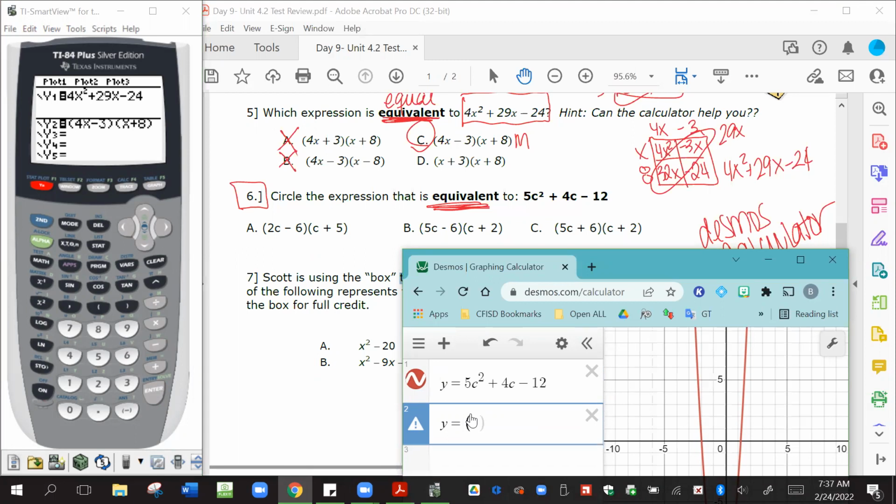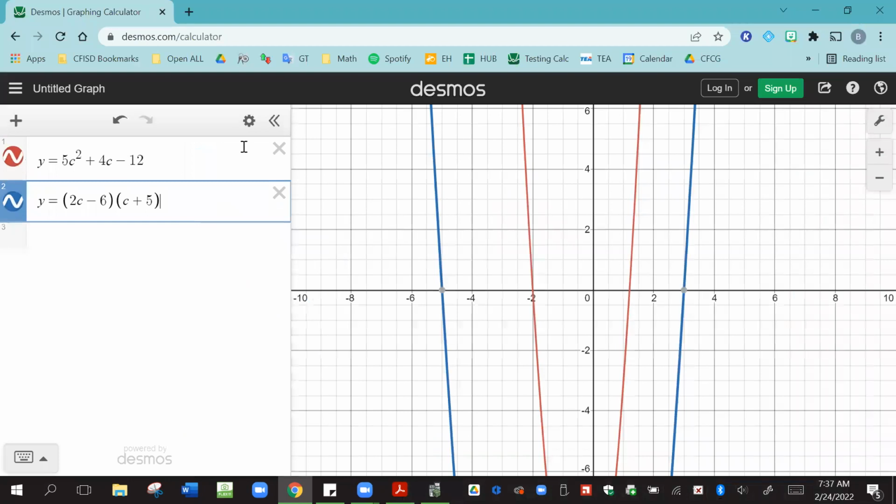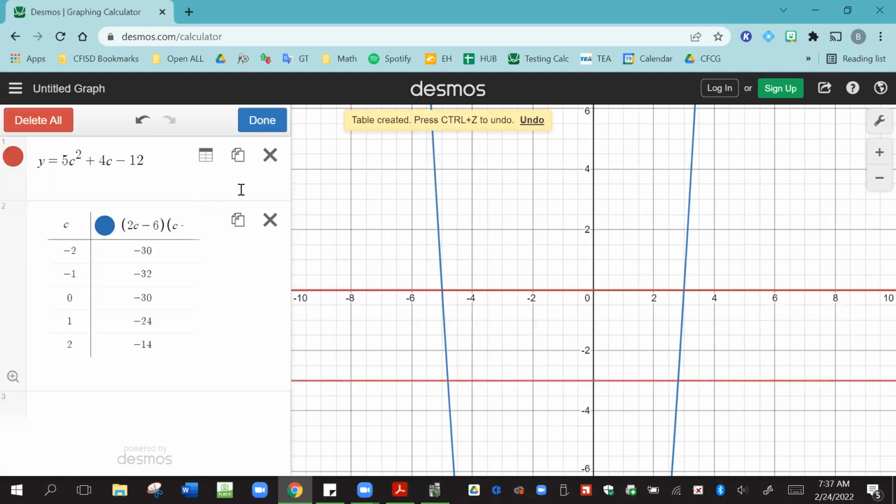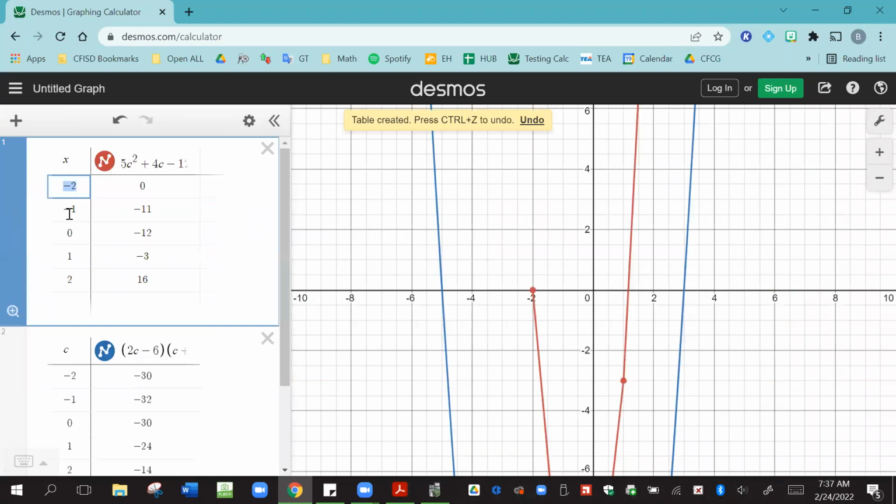Okay, I'm going to put parentheses 2c minus 6, close them, open them, c plus 5. Okay, and I can see on a graph that these are not the same. If you wanted to see what a table looked like, if you click that and click on the table, and you can click on this one and convert it to a table as well, you can see that these two numbers, -2 and -2, do not have the same y value. Okay, so just be very, very cautious that you know how to use the Desmos. You could have literally just looked at the graph and go, these aren't the same.